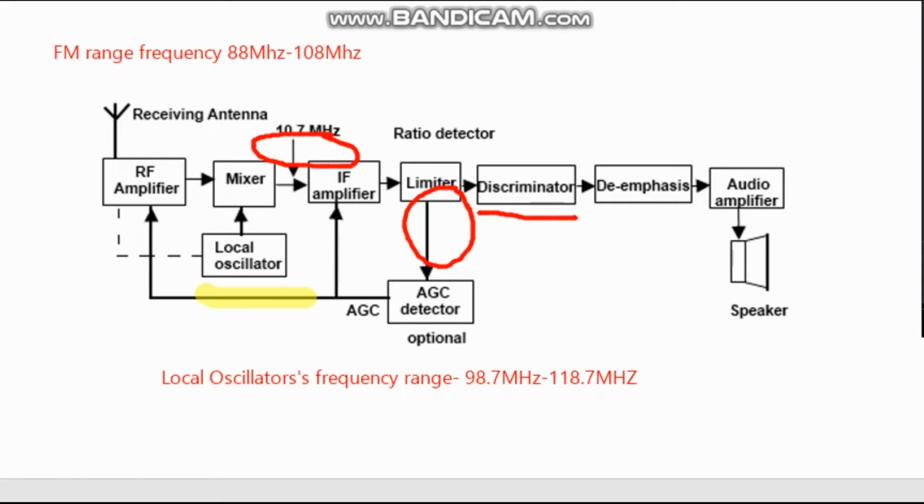So next stage naman is yung de-emphasis. So before we discuss the de-emphasis, it's important to note that meron din tayong pre-emphasis. The difference between the two, the pre-emphasis and the de-emphasis, is that in pre-emphasis, this circuitry is used for FM transmitter, while the de-emphasis is used in FM receivers.